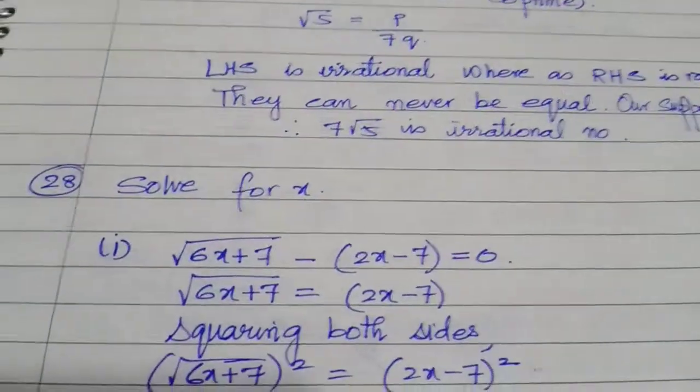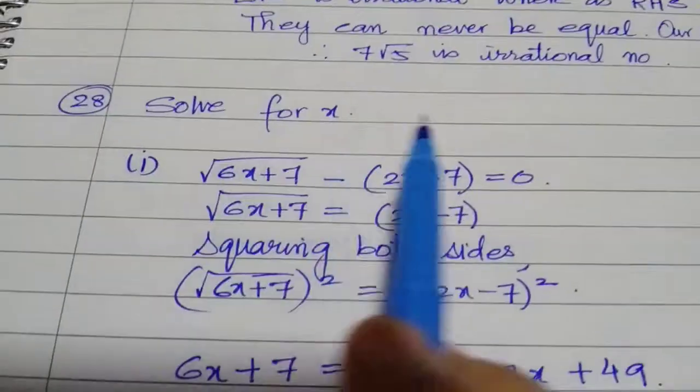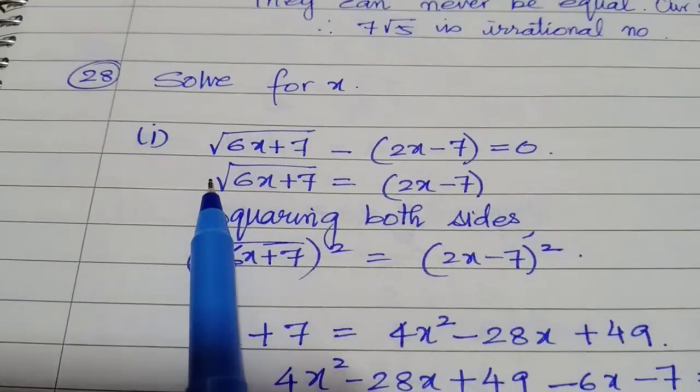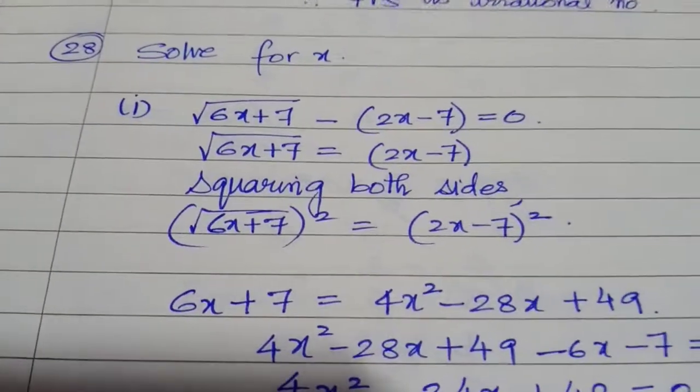Therefore, 7 root 5 is a rational number. 28th question. Solve for x. Something in square root like this, and they're asking us to solve for x. सबसे पहला square root हटाना है.